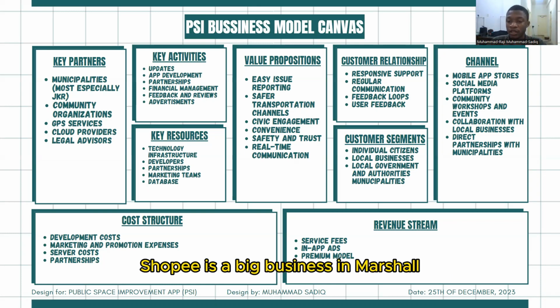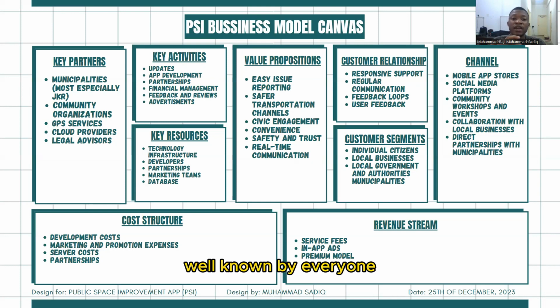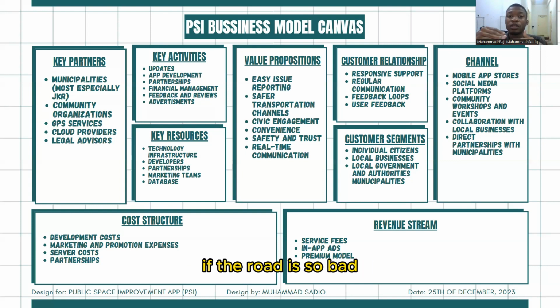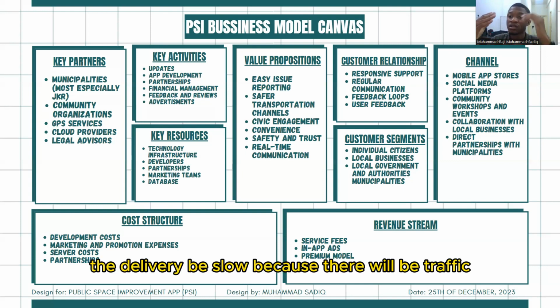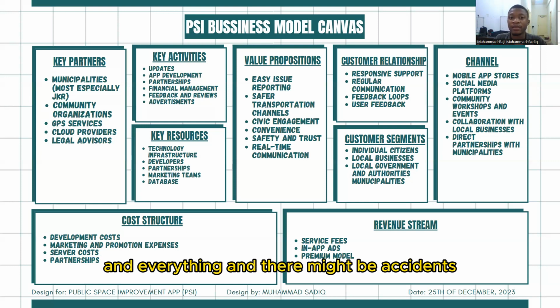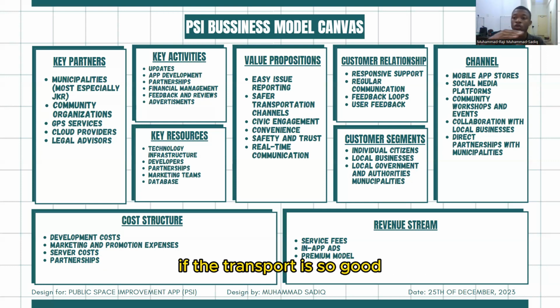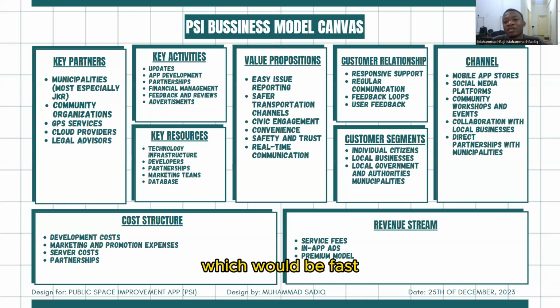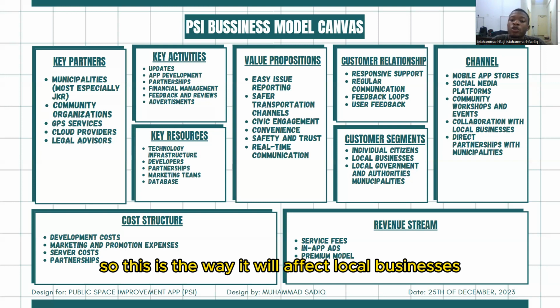For example, Shopee is a big business in Malaysia, well known by everyone. When you order something, it comes from the seller to the buyer, right? So by what? By transportation. And the better the transportation channel, the faster your delivery. If the road is so bad, the delivery will be slow because there will be traffic and everything, and there might be accidents. But if the transport is so good, of course, your delivery will arrive as soon as possible, which will be fast. So this is the way it will affect local businesses.